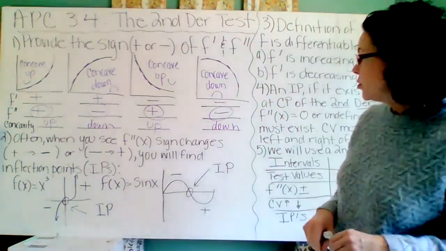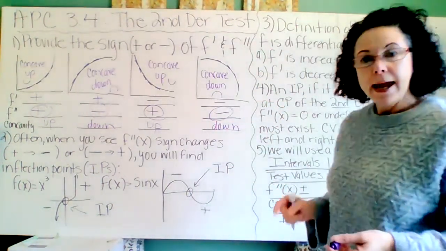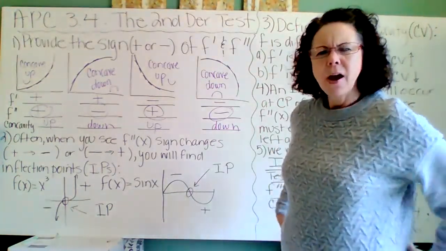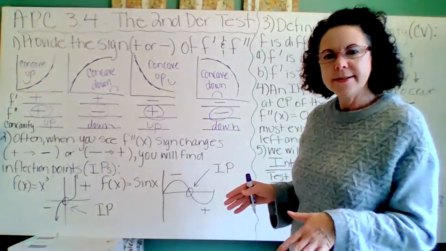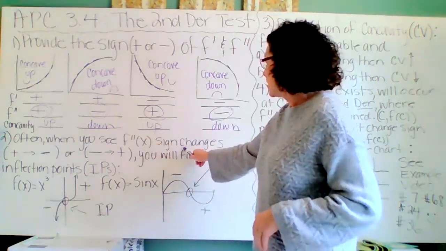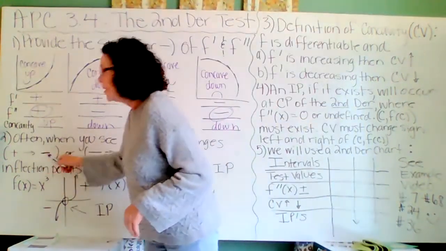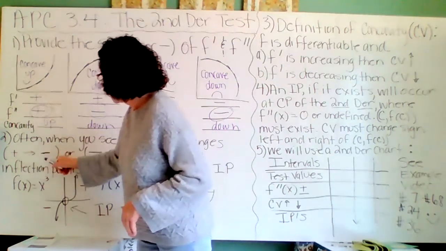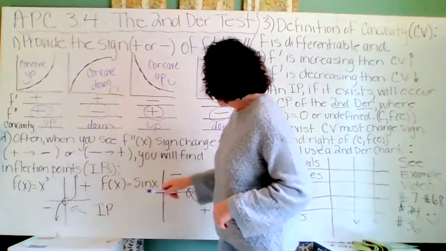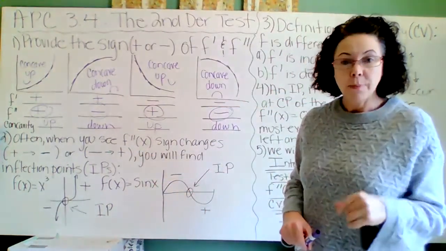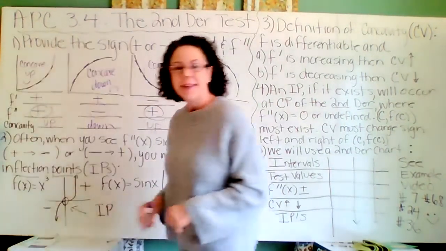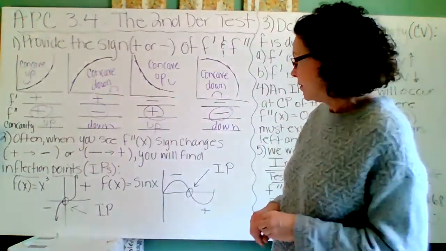Now, what I want to show you next is what happens, just like when functions are increasing and decreasing, they have relative max and mins. What happens when concavity changes in between there? Let's take a look. Often when you see a second derivative sign change from positive to negative, in other words, from concave up to concave down, or negative to positive, concave down to concave up, you'll find inflection points. And we call those IPs so that we don't have to keep writing inflection points.